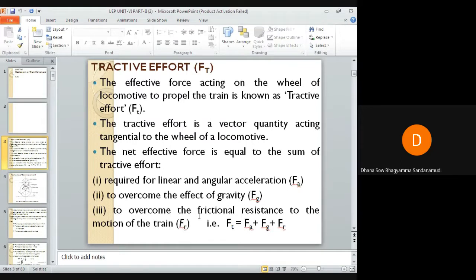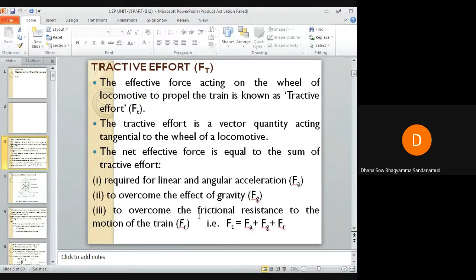The total tractive effort acting on the wheels of the locomotive, that is the train, to run on the track will be equal to the sum of three tractive efforts. The first tractive effort is required for linear and angular acceleration. Let us denote it by Fa. The next tractive effort is to overcome the effect of gravity. The third tractive effort is to overcome the frictional resistance to the motion of the train.